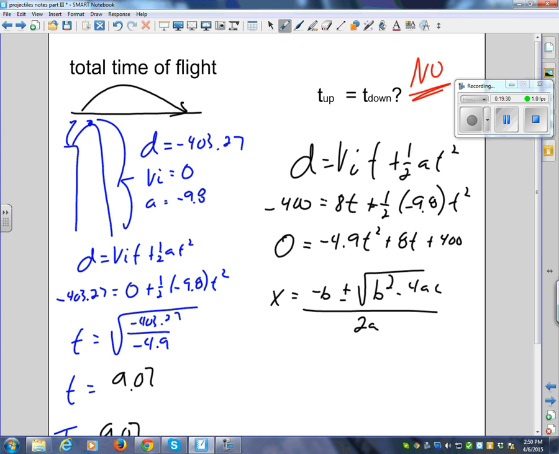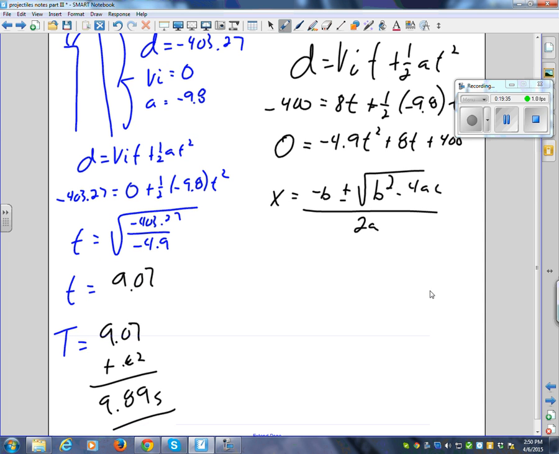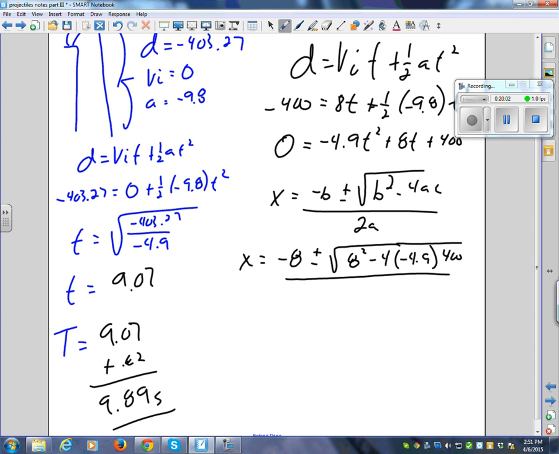So x equals minus b. B is the 8. Minus 8 plus or minus square root b squared, 8 squared, minus 4 times a, the a is the minus 4.9. And yes, you have to be extremely careful with your negative signs here. Then times c, 400, all over 2 times a.